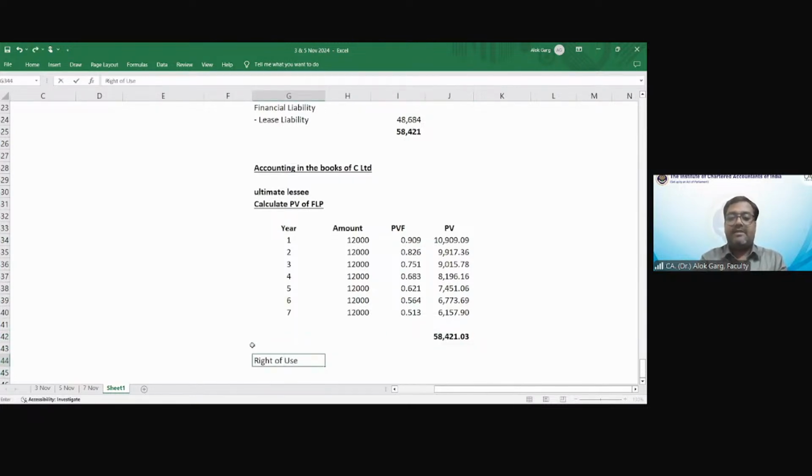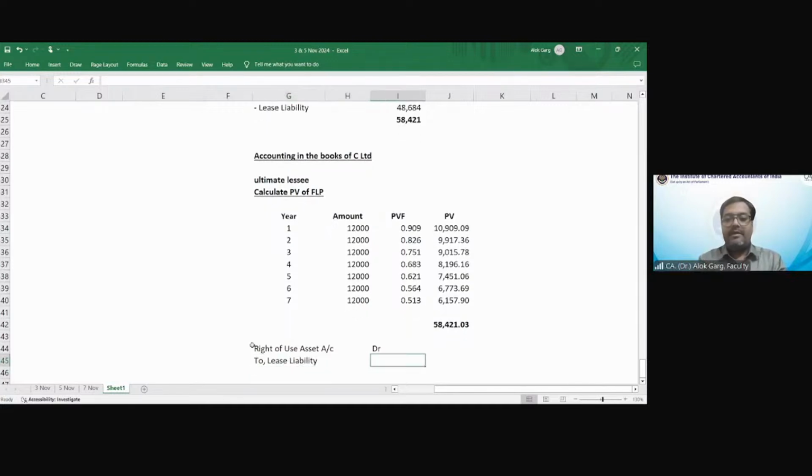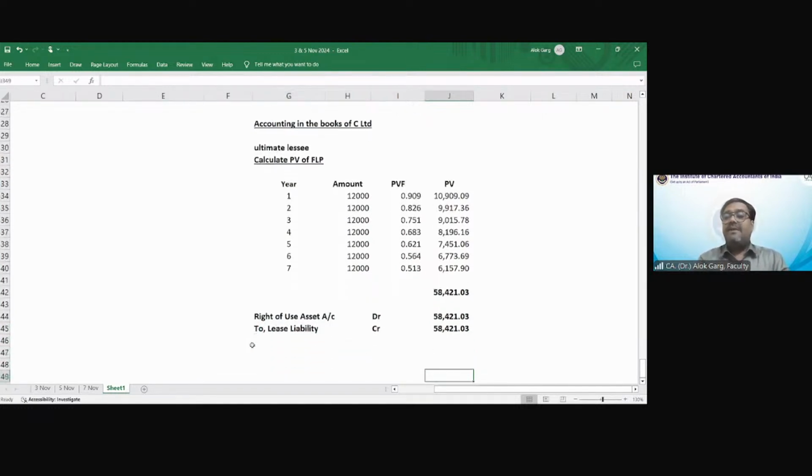What is the accounting entry C will pass? Right of use asset account debit. To lease liability, credit. What is the amount? 58,421. This is the accounting in the books of C Limited.